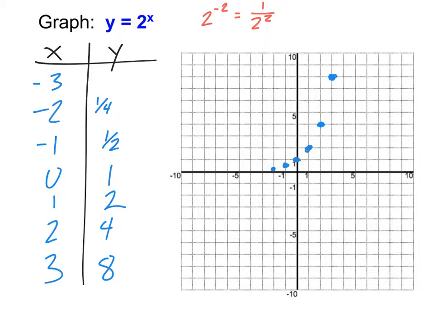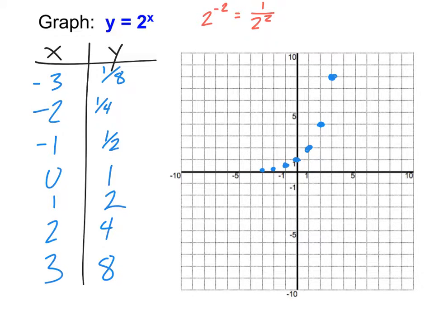Okay, so -3. What would 2 to the -3 be? Yep, it's 1 over 2 cubed, so it's 1 over 8. And then we're definitely estimating where that's located when we plot that point, right?